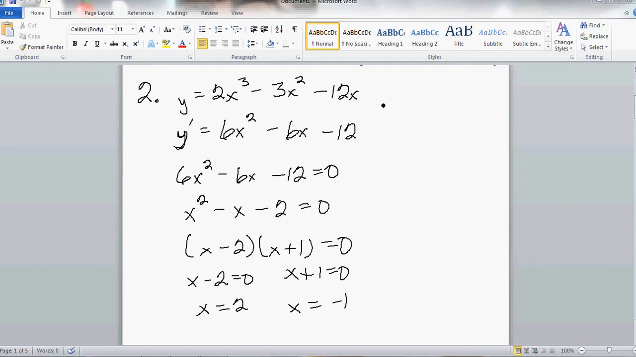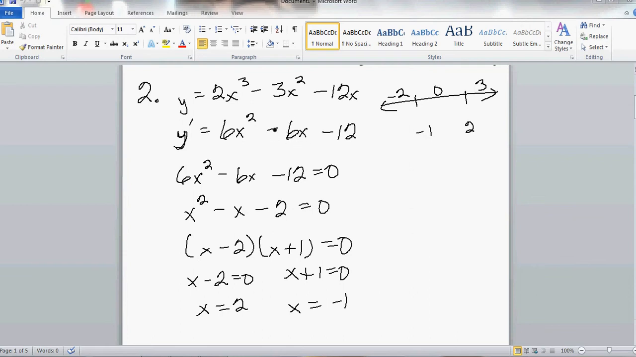So, looking at what we did last week, I'm going to put in the points -1 and 2, and choose points somewhere in between or not on those particular points. So I'm going to choose -2, 0, and 3 and plug it back into y prime. So if I plug in -2, this would be 6 times 4 is 24.